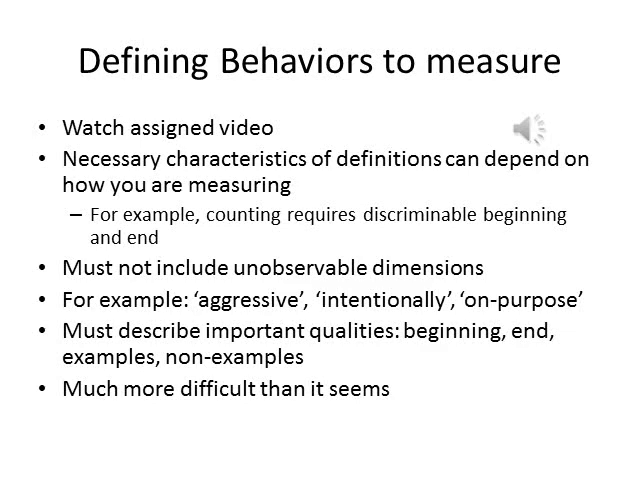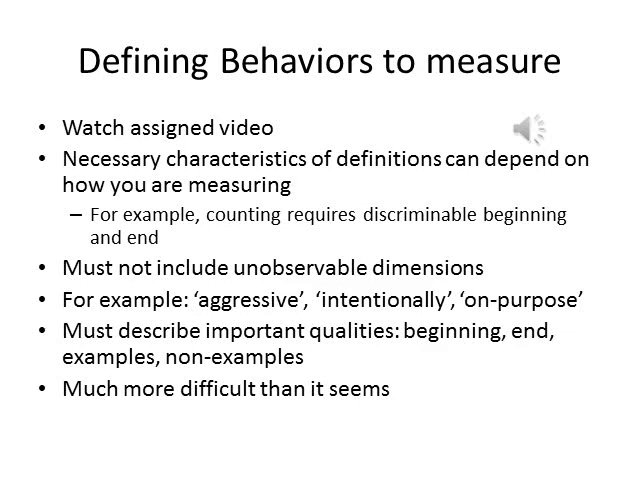The characteristics of definitions can depend on how you're measuring. For example, if you're going to count a behavior, you have to be able to discriminate when it begins and ends. Sometimes, for example, social interactions are difficult to decide when one begins exactly and when one ends exactly. Definitions can't include unobservable dimensions like aggressive, intentionally, on purpose. These are inferred. We don't include inferences in our behavioral definitions. We measure behavior, and from those data we then make inferences.